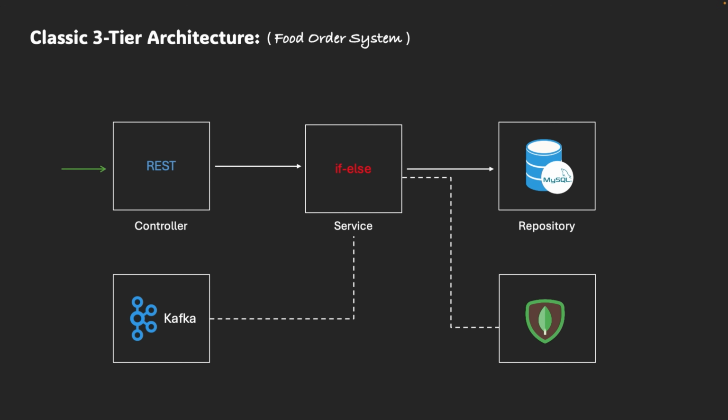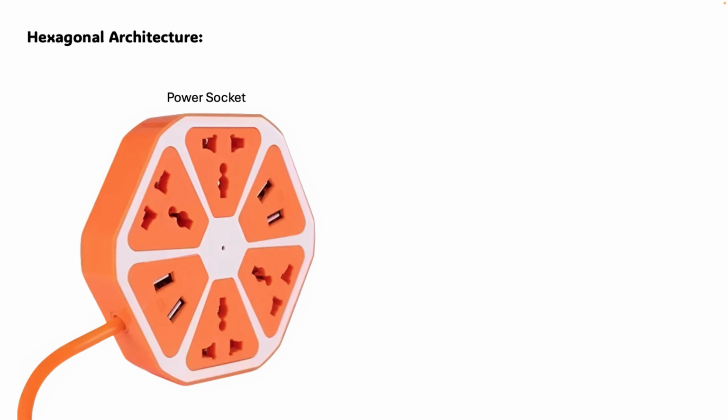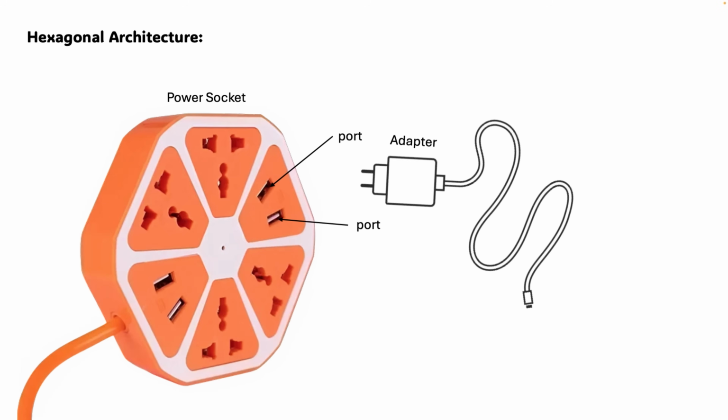Okay? Well, first let's try to understand what hexagonal architecture really means, and to make it super simple, let me explain it with a real world example. Now imagine you have a hexagon shaped power socket with multiple ports. You can use it to operate different devices. Let's say you want to charge your mobile. To do that, you need a mobile charger or adapter that you can simply plug into one of the socket's ports. Once it is connected, the electricity flows and your phone starts charging.